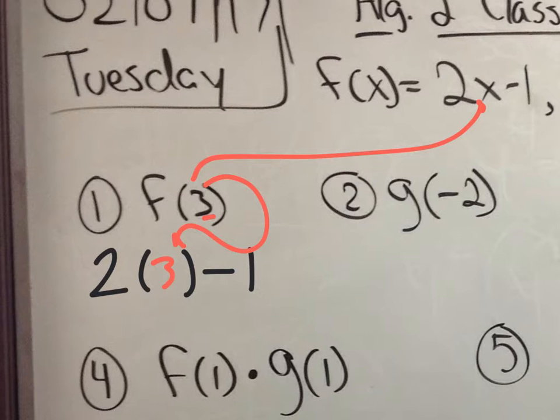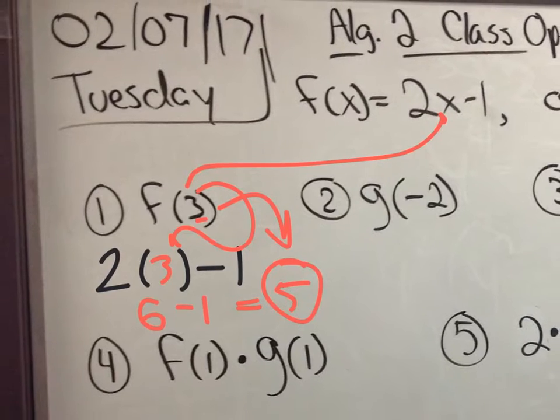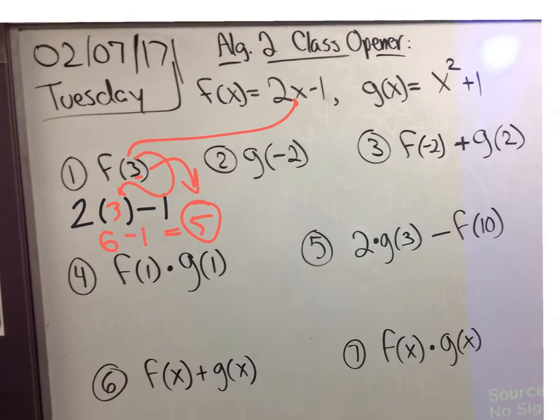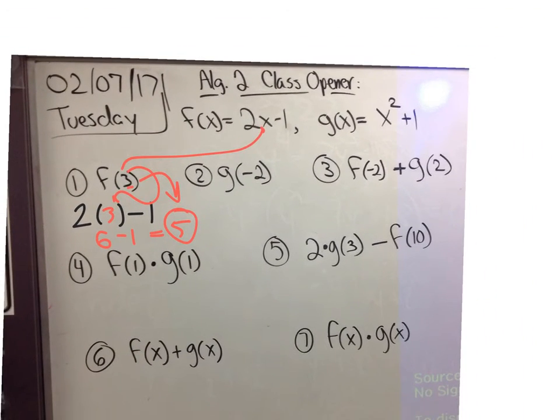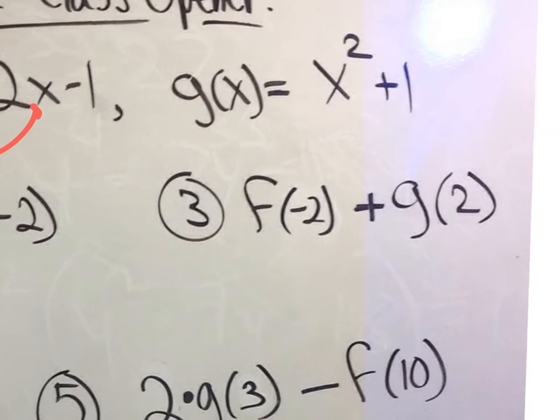That's 2 times 3, that's 6. 6 minus 1 equals 5. So f of 3 really equals 5. Just going to do a couple of these. Let's check out something like number 3. It's a little more interesting.